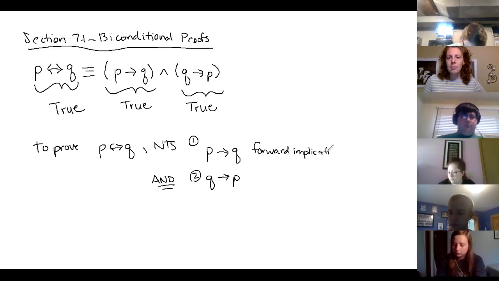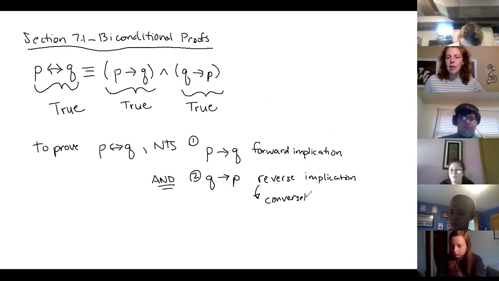Sorry, now I need to move you. Forward implication. And the backwards is called the reverse implication. And remember that the reverse implication usually starts with the word conversely. That's how you know that you have a reverse implication. So usually we start with the word conversely.